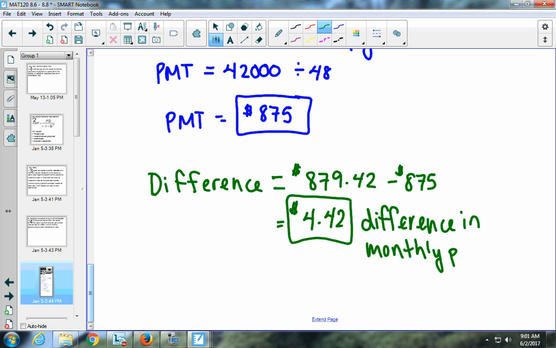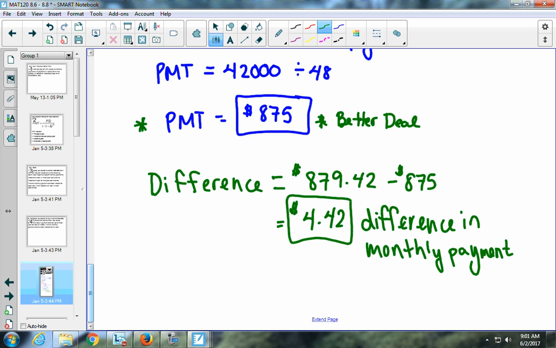The other thing they asked us was which one is the better deal. The better deal is incentive B, because it has that lower monthly payment over the same time period.